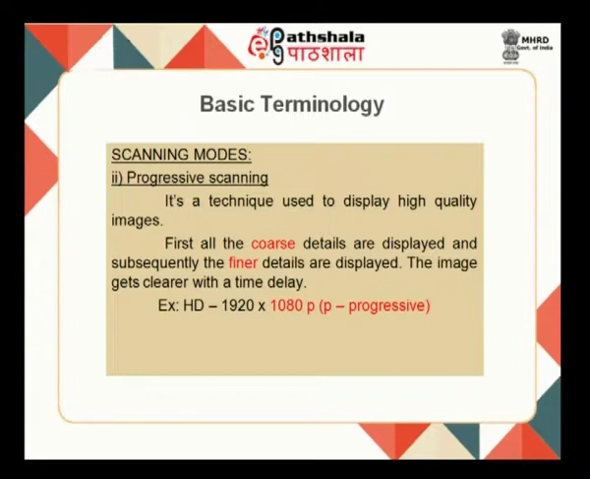So, 1080p indicates that P stands for progressive, and the scanning mode that the television uses is progressive scan. So, how are these two different? Now, which of these scanning modes is better?